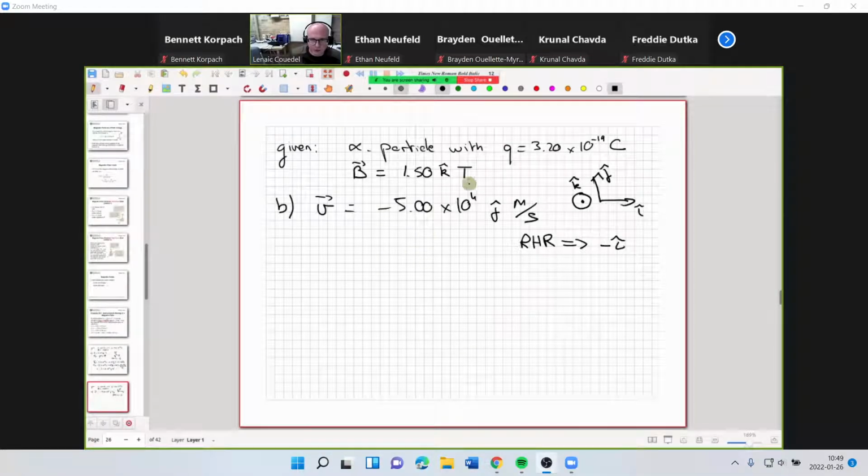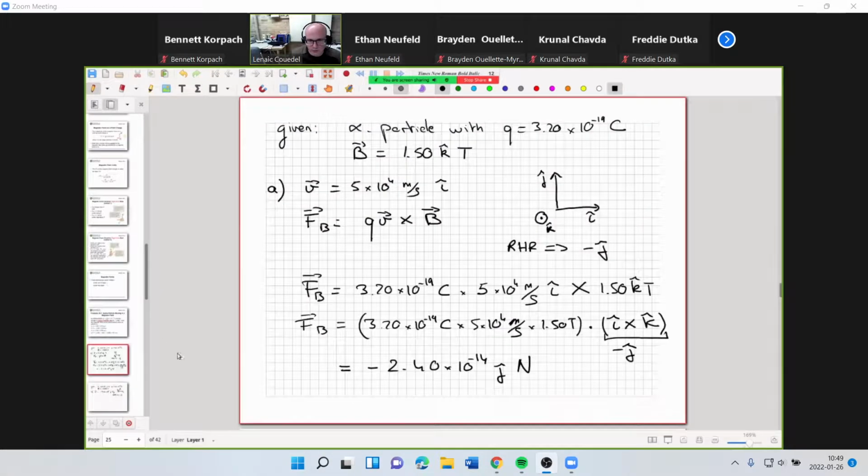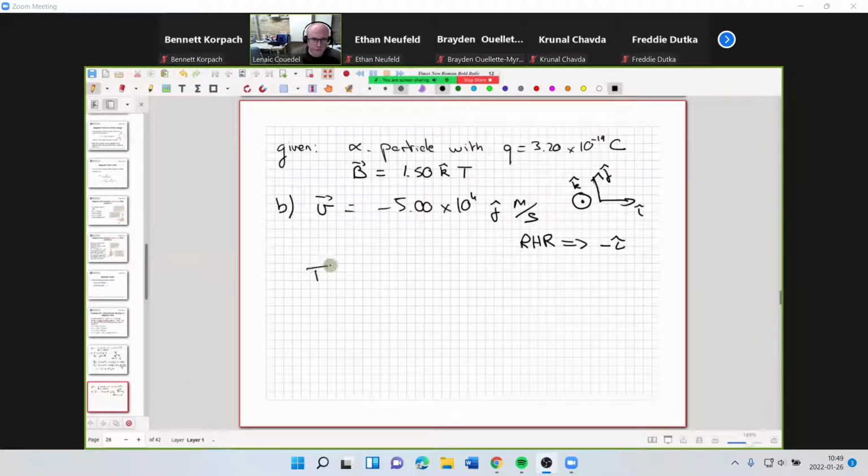So you see the numbers are exactly the same as before, 5 × 10^4, 1.5 Tesla, 3.20 × 10^-19 Coulomb. So the numerics I did here are exactly the same. So the value here, without doing any further calculation, because I already know the direction of the force that I will obtain, will be minus 2.40 × 10^-14 I hat Newton, so minus I hat. Any question on that?